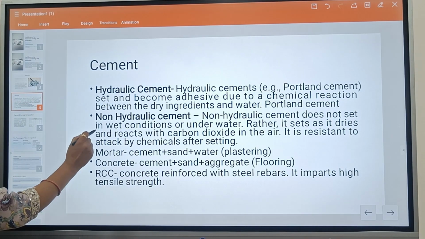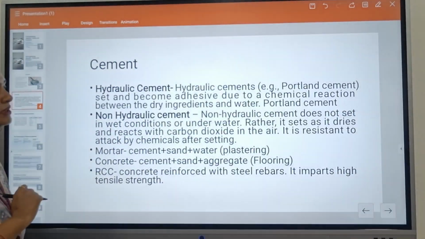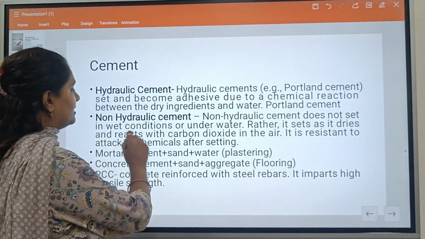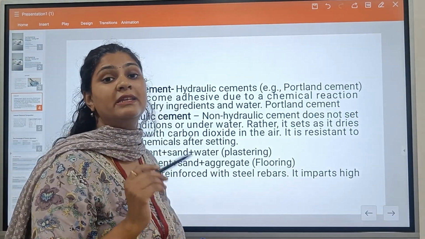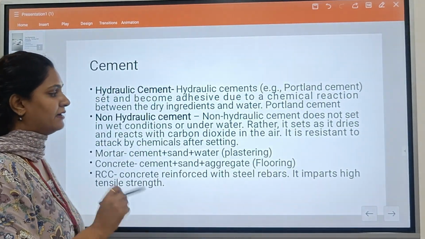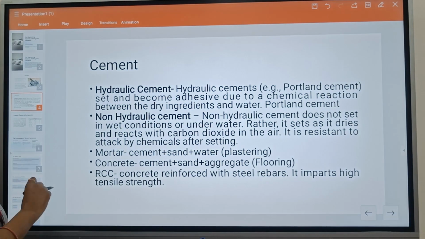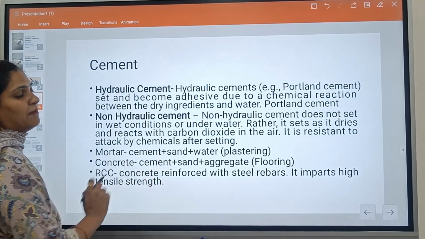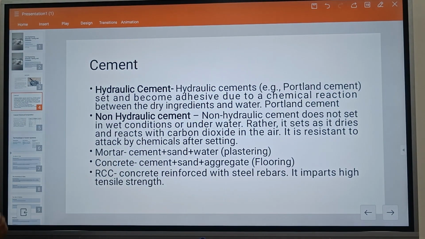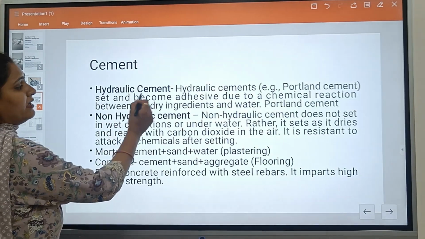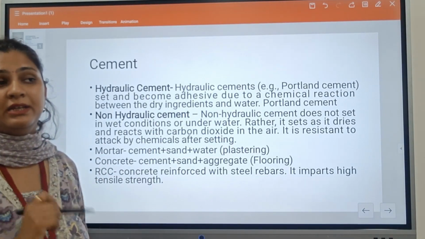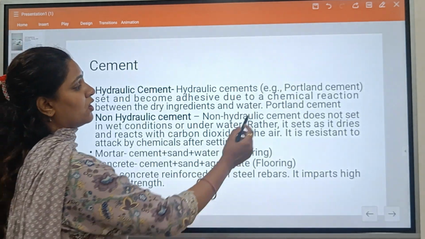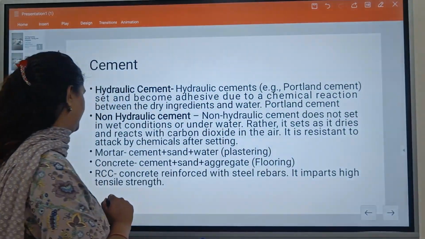Non-hydraulic cement, on the other hand, does not set in wet conditions. It needs CO2. It hardens when it comes in contact with the CO2 present in the air, and it is resistant to chemical attack after setting. Generally, the type of cement we use is hydraulic cement. For example, in India most of the cement used is Portland cement.